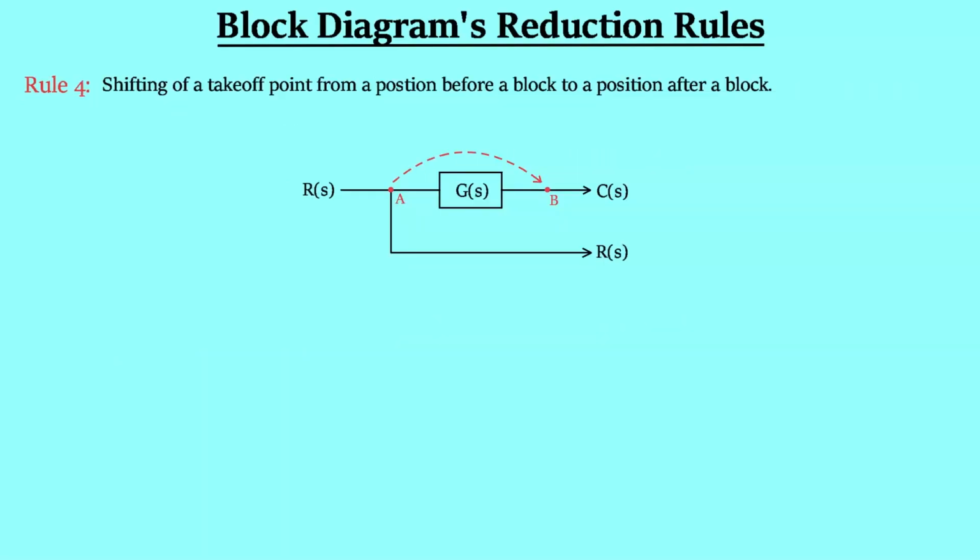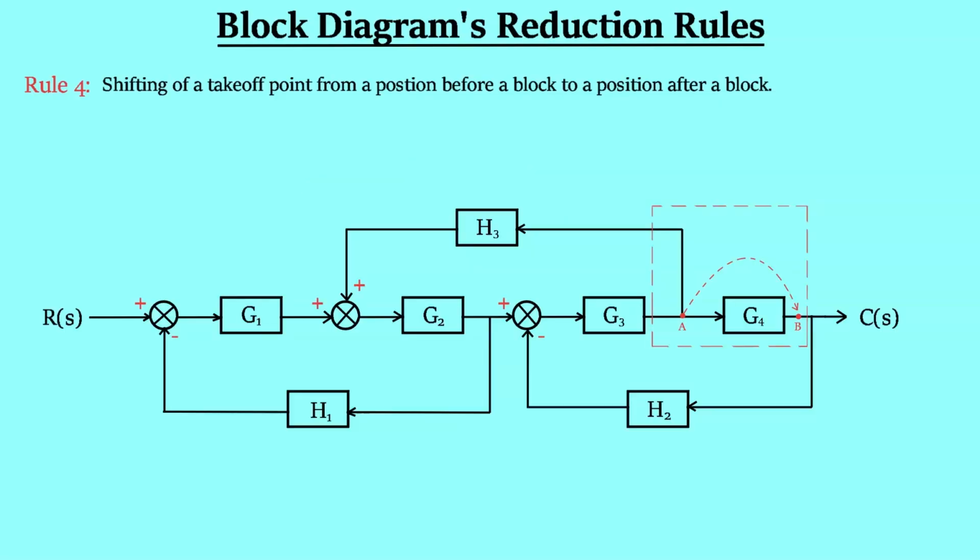The rule 4 is, when we have to shift a takeoff point from a position before a block to a position after a block. I will describe and validate this rule, but for the later rules you have to do it yourself. This is the block diagram which we have considered initially. Now suppose if we have to transfer the takeoff point from position A, which is just before the block G4, to the position B, which is after the block G4, then we have to use this rule. Now try to focus on the components and the signals which are present inside the red dashed rectangle.